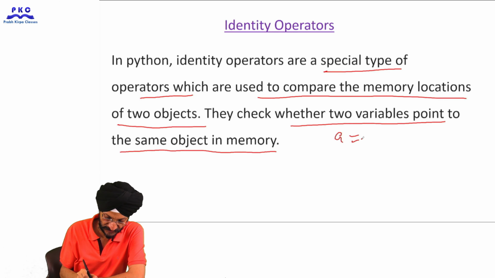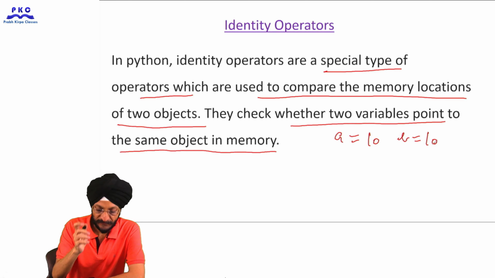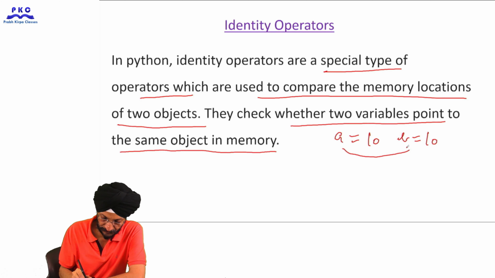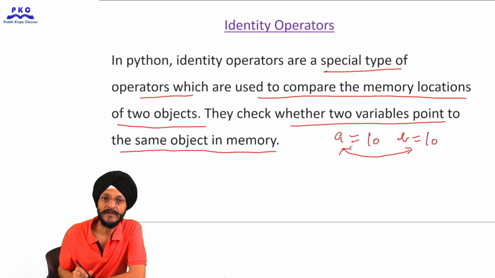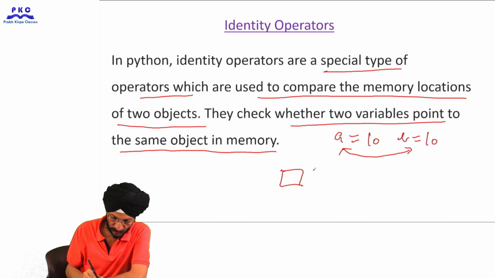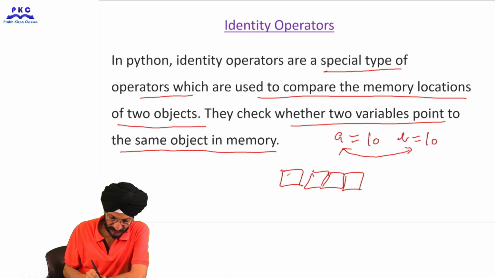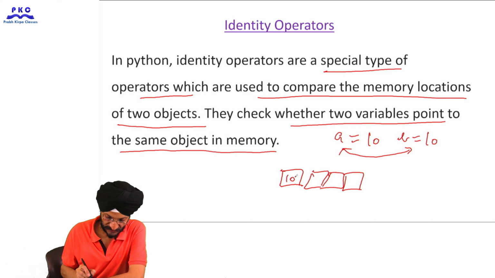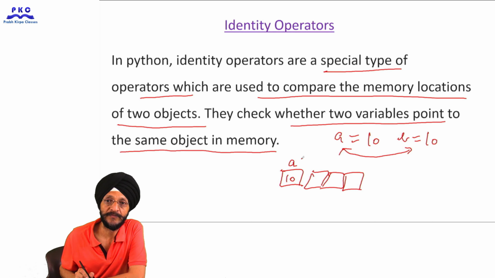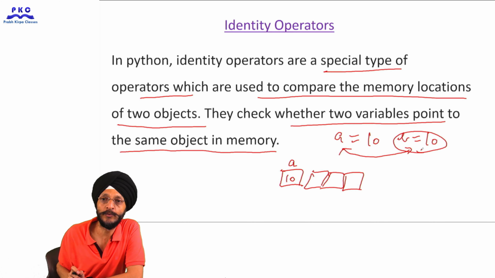Suppose we say A is equal to 10, B is equal to 10. We have to find, the identity operator will find out whether both these variables point to the same object in memory. What it means? Suppose this is the memory location in our computer system. So suppose 10 is stored here and this is the variable A. Now another variable is created with the name B and it also has value 10.